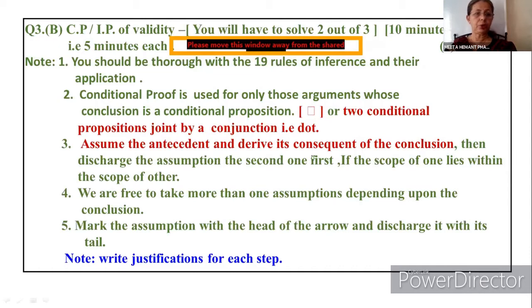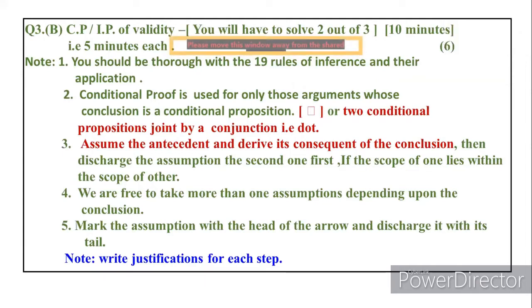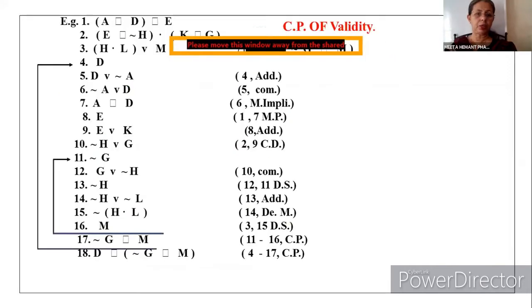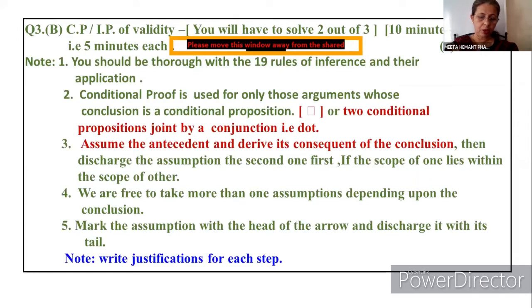Once you get the consequent of the second, you discharge the second assumption first, and then the first assumption you will discharge. And you will be writing the justification on the right hand side in the brackets. So these are the things very important. Sometimes you forget to write the justification, but you solve the steps correctly, then you miss out marks there. So you have to be careful about it. Then we come to the indirect proof. When do we use indirect proof?